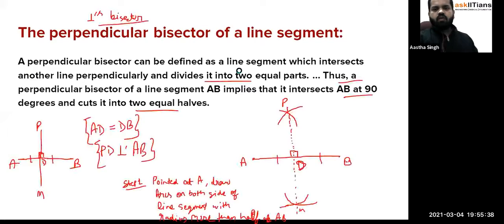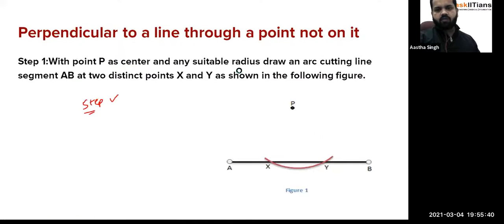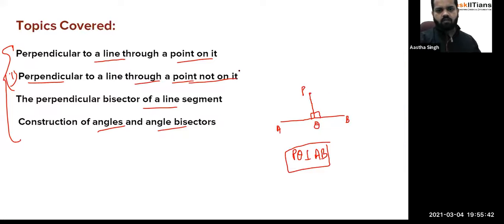So guys, this is what we have studied. Perpendicular line through a point on it, we have done. Perpendicular to a line through a point not on it, which means an external point, we have done. Perpendicular bisector of a line segment we have also done, and angle bisector we have also done, right?